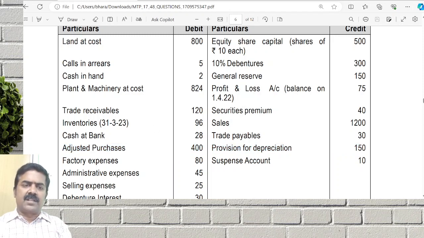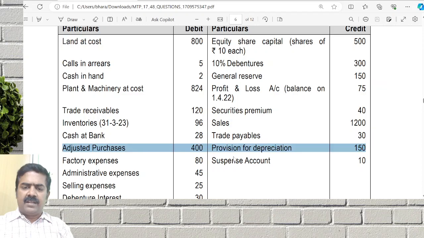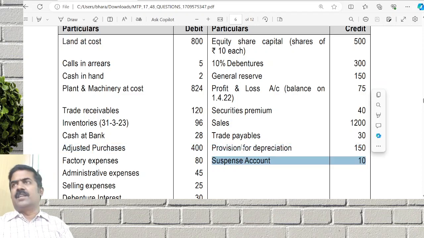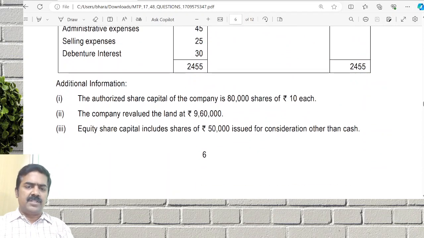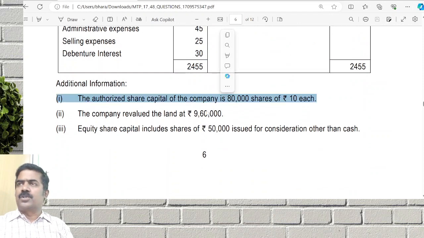Provision for depreciation will be adjusted with cost of the asset, 824 minus 150 like that. Suspense account we have to check, otherwise it will come in balance sheet. Authorized capital is only a notes to accounts.